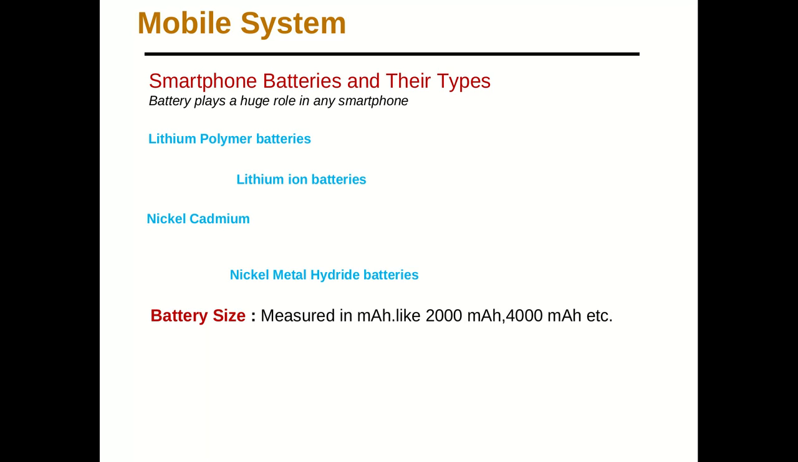Battery size is usually measured in mAh, and mAh means milliampere hour. It refers to the capacity of giving power to the system per hour in milliamperes. So usually we see 200 mAh and 400 mAh in the market in our cell phones.